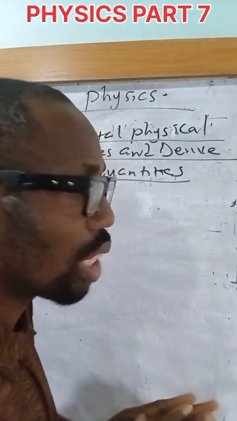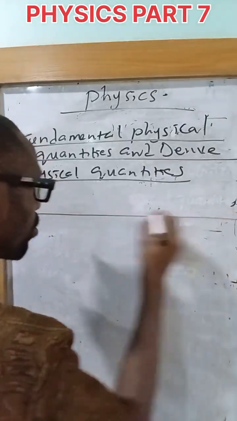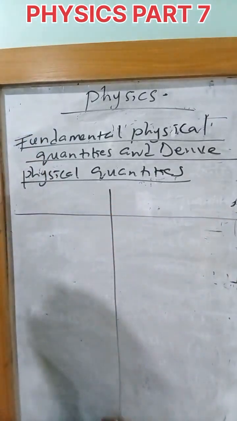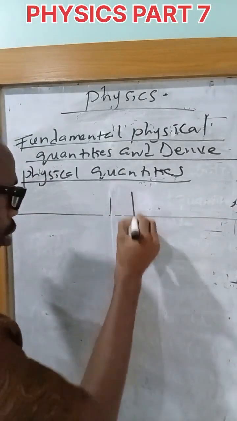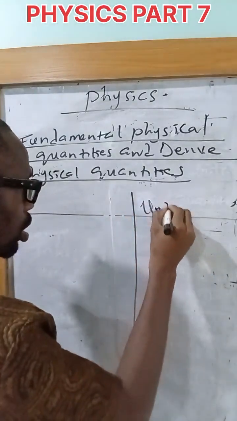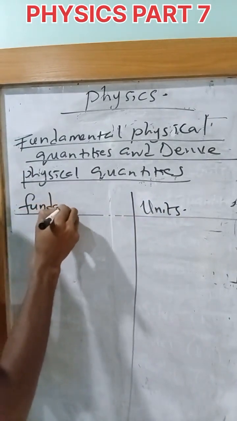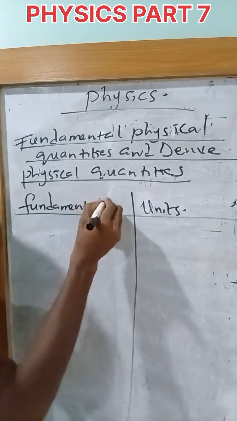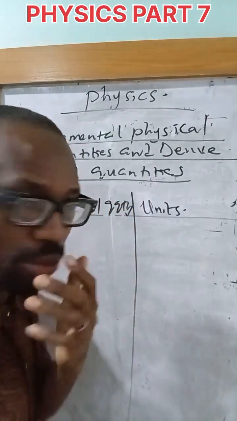The fundamental quantities are grouped into 7. So I'm going to tabularize them to make it very easy for you and very fast. Let's look at the fundamental quantities, which are grouped into 7, and their units. Here we take units, and then this is the quantity, which is just the short form for fundamental quantity.